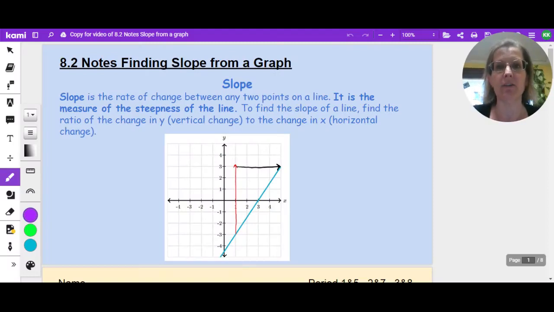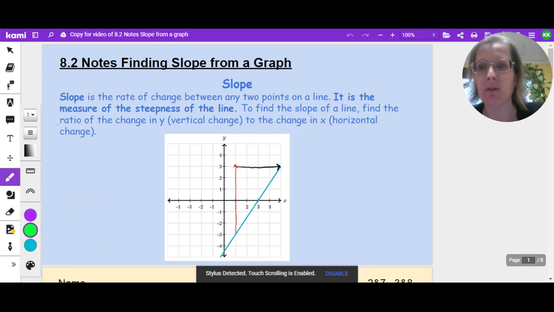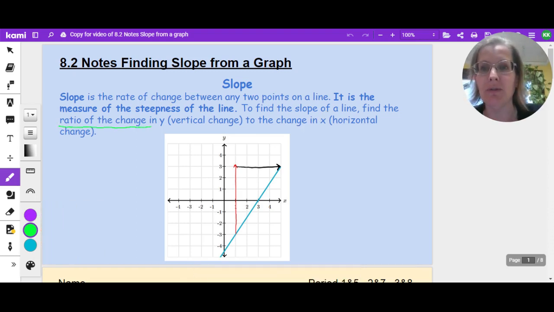In Unit 8, Lesson 2, we are going to talk about how to find slope if you are given a graph. So we learned in Lesson 1 that slope is a rate of change between 2 points. It's the measure of the steepness. In order to find slope, we have to find the ratio of change.